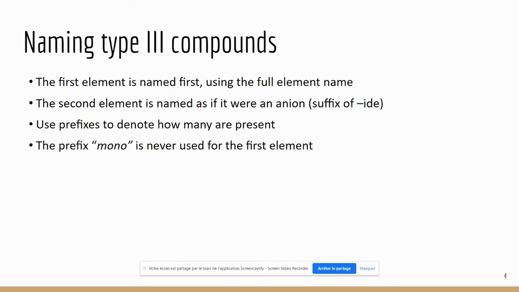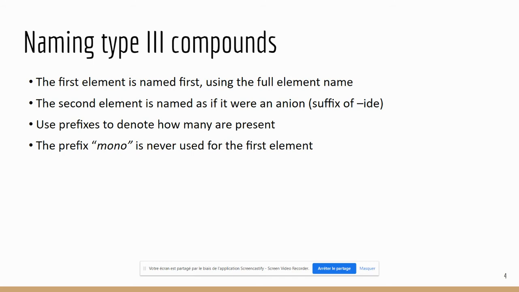So when we name type 3 compounds, some examples would be like dihydrogen monoxide. You name the first element first using the full element name. So let's say dihydrogen. I'm not changing any sort of suffix. The second element is named as if it's an anion, so you change the suffix to IDE. So oxide. Then we're going to use prefixes.